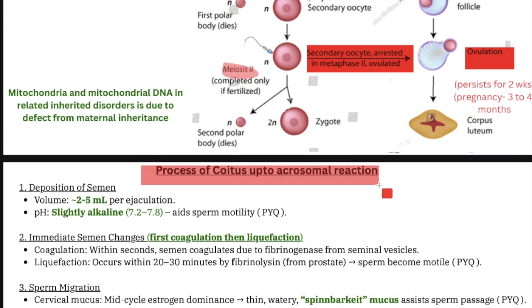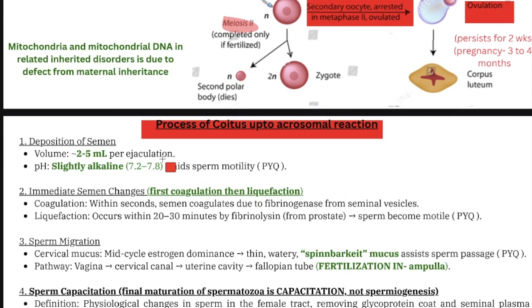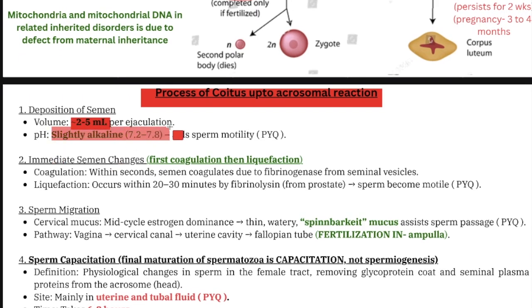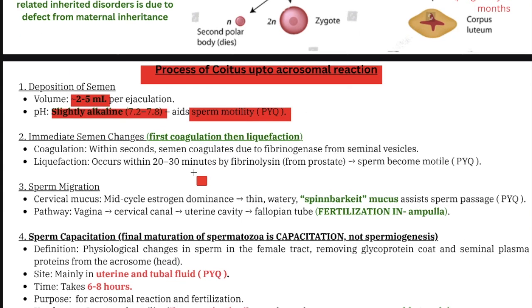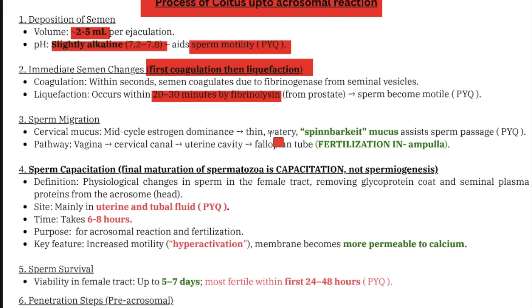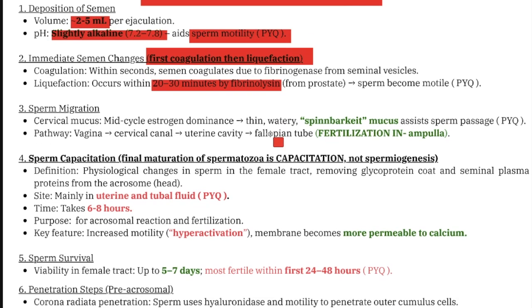First, semen is deposited in the vagina. The volume is typically 2 to 5 milliliters, and its slightly alkaline pH helps with sperm motility. Immediately after deposition, the semen coagulates, due to an enzyme from the seminal vesicles. Within 20 to 30 minutes, it liquefies again, thanks to fibrinolysin from the prostate, which allows the sperm to become motile.